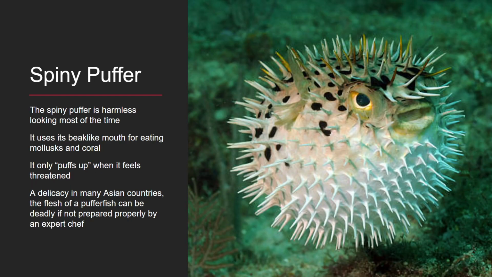And then here is the spiny puffer. Here it is puffed up. The spiny puffer, though, is harmless looking most of the time. It has a beak-like mouth for eating mollusks and coral, and it really only puffs up like this when it feels threatened. It is a delicacy in many Asian countries, but the flesh of a puffer fish can be deadly if not prepared properly because of the poisonous glands it contains near its meat.